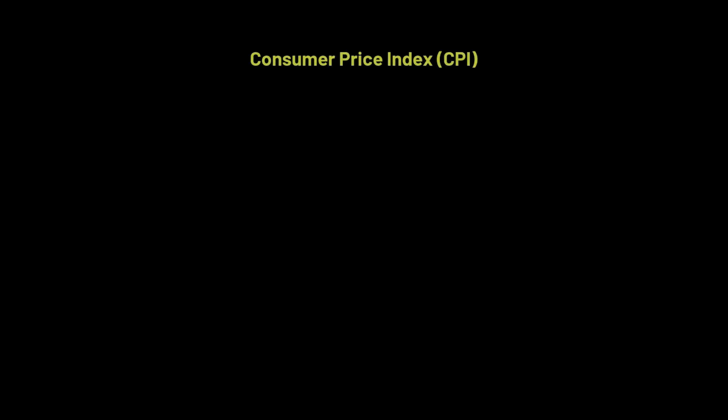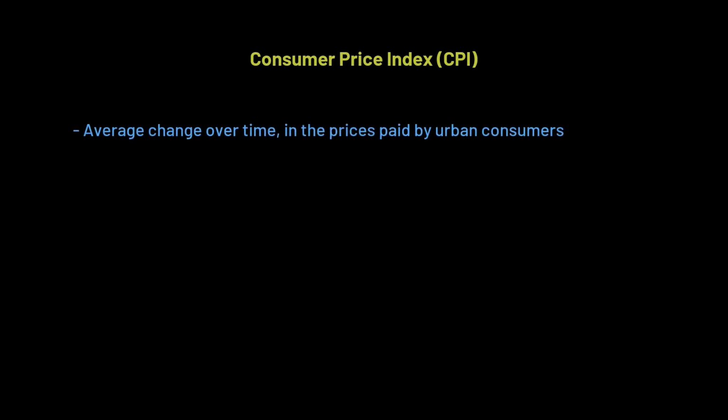Next is the Consumer Price Index. The Consumer Price Index measures the average change over time in the prices paid by urban consumers for a basket of goods and services. The goods and services may include food, clothing, and healthcare. The Consumer Price Index is a critical indicator of inflation. It shows how the cost of living evolves over time.